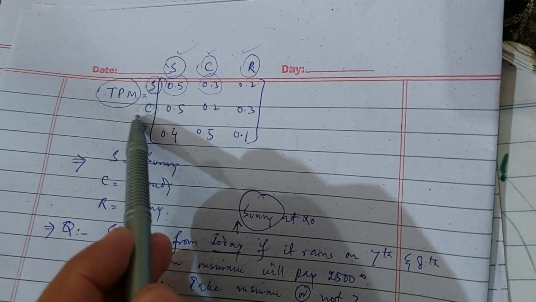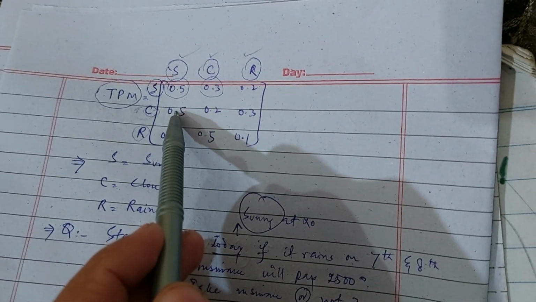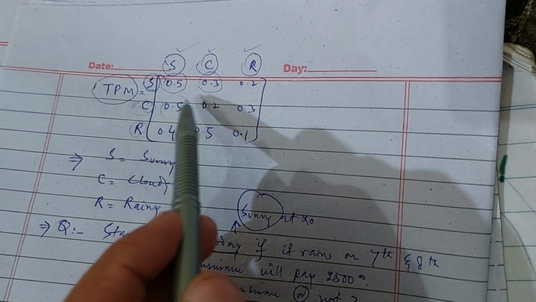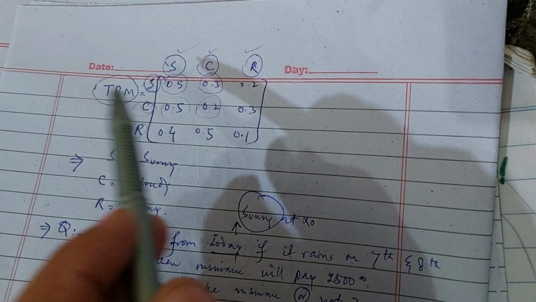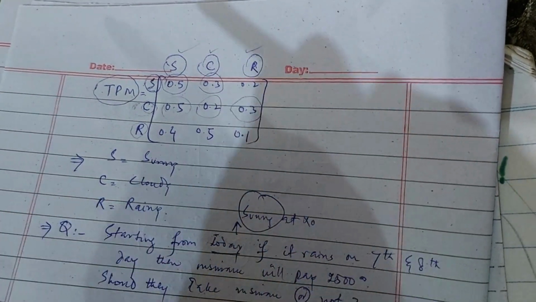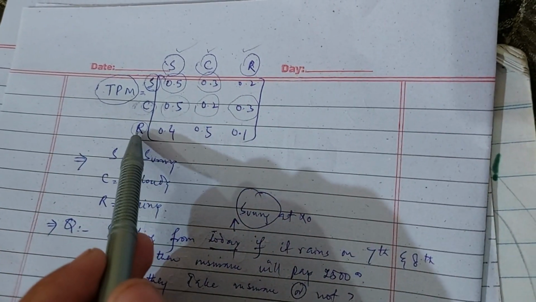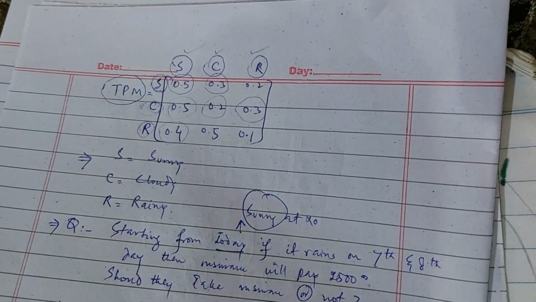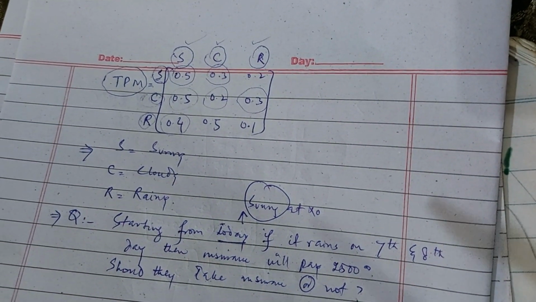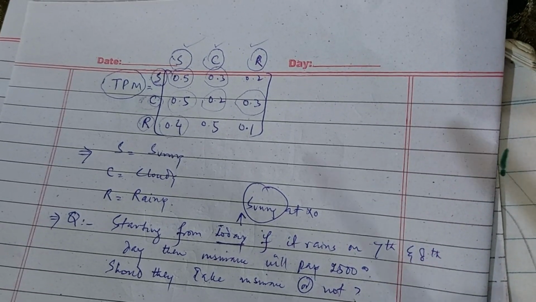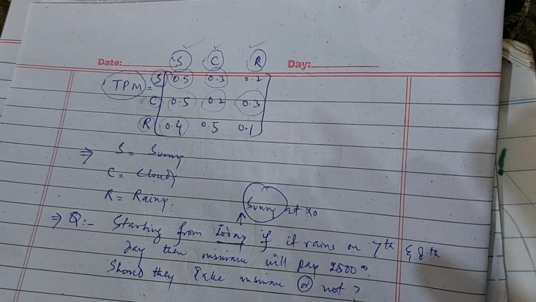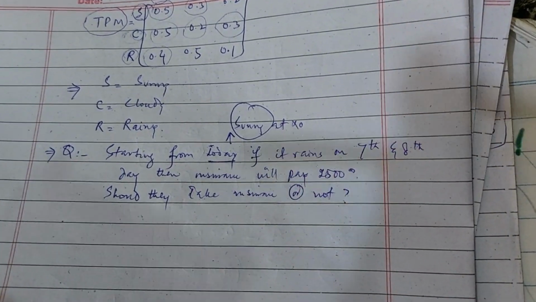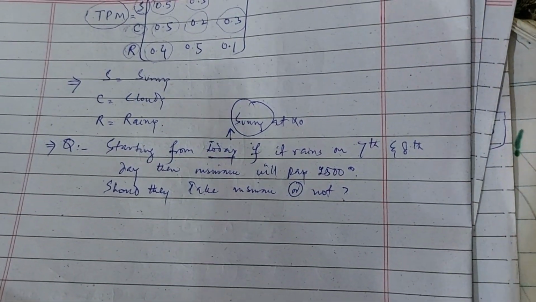Okay, and if it is cloudy on the first day, there is a 50% chance that it is sunny the next day, a 20% chance that the next day is also cloudy, and a 30% chance that it is raining the next day. If it is raining on the first day, there is a 40% chance that the next day it is sunny, a 50% chance that it is cloudy the next day, and a 10% chance that it is also raining the next day. Okay, so the question says that starting from today it is sunny.